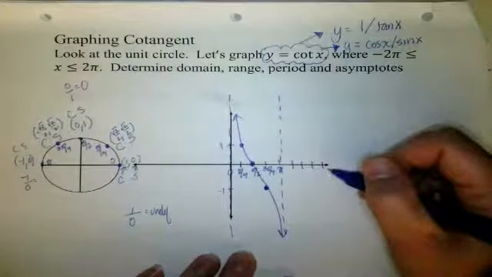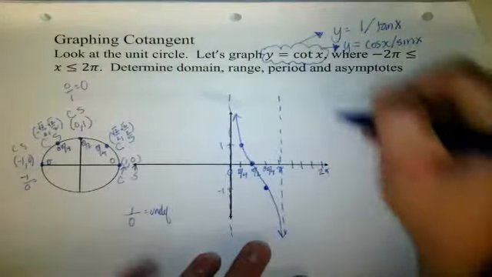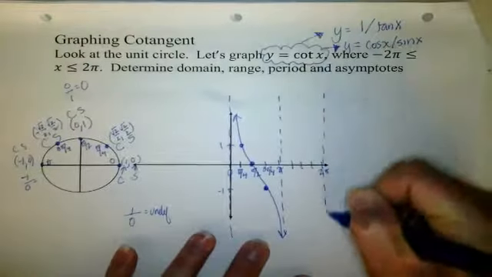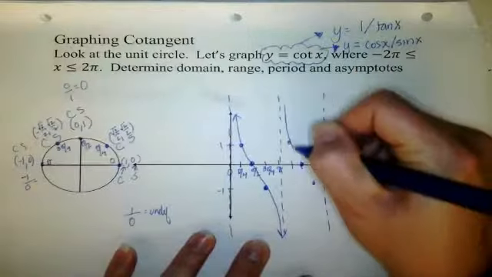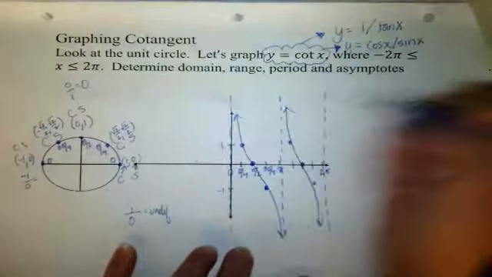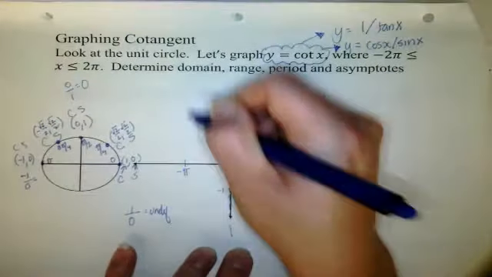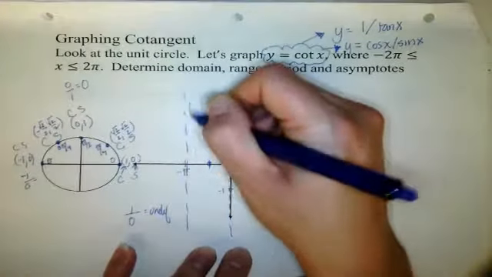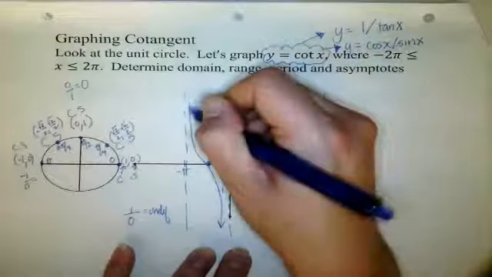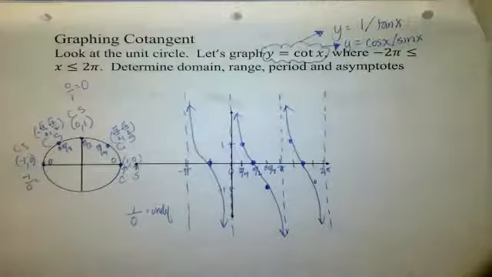Where's the next asymptote going to occur? At 2 pi, we'll have another asymptote. 1 pi, 2 pi, 3 pi. At negative pi, there'll be another asymptote. It just repeats itself. Right in the middle, it'll pass through 0. And that's good enough. Asymptotes and a point in the middle is really all we need. You can see that it's a decreasing function.